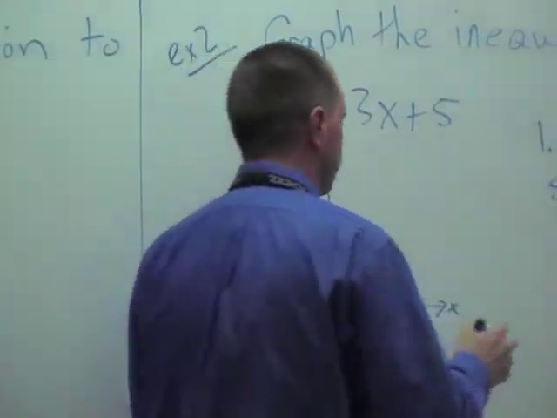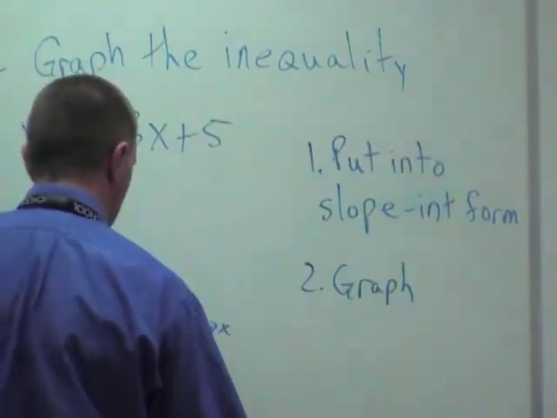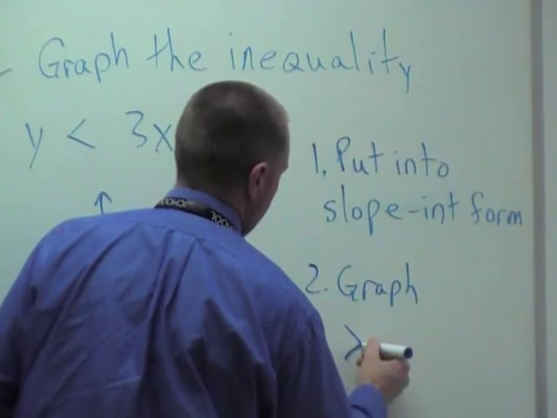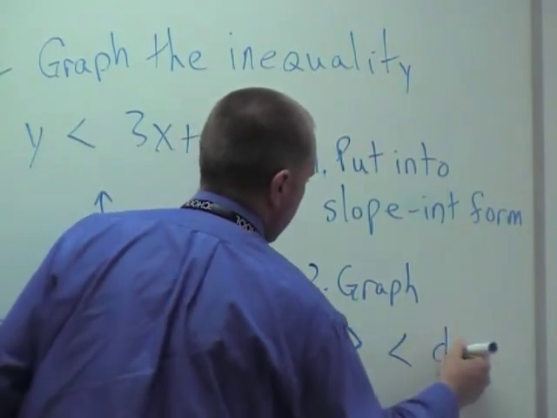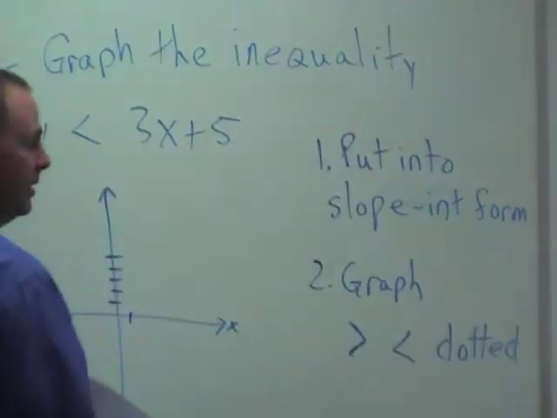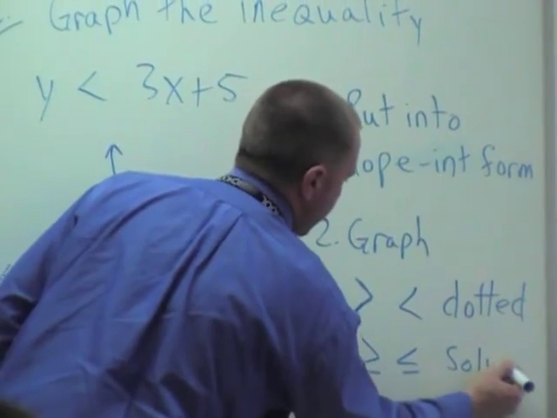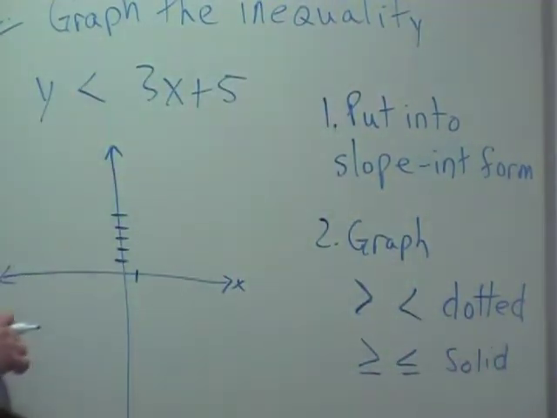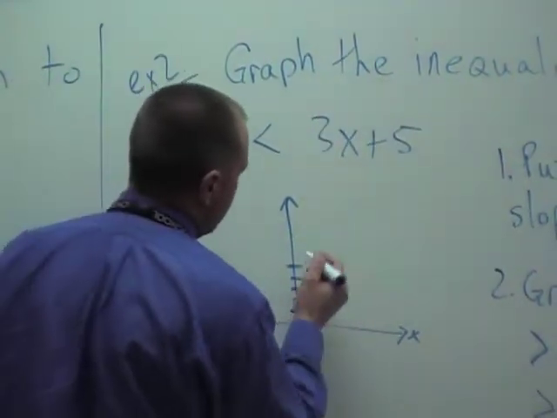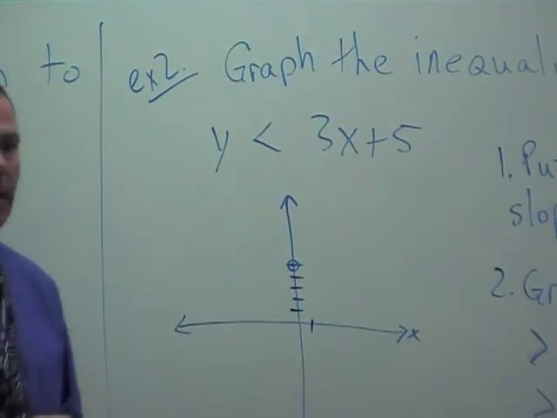Second, the graph. If you have greater than or less than, you make it a dotted line. It's not equal to it. If you have greater than or equal to or less than or equal to, that's a solid line, because it's equal at that line. So in this case, there's no equal sign. I'm going to put an open dot where it goes through the y-axis.